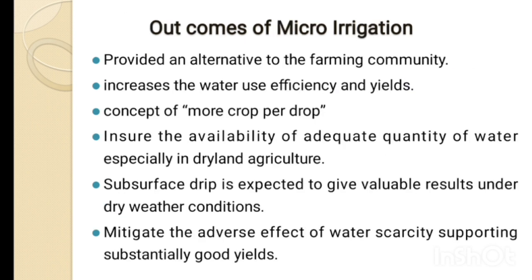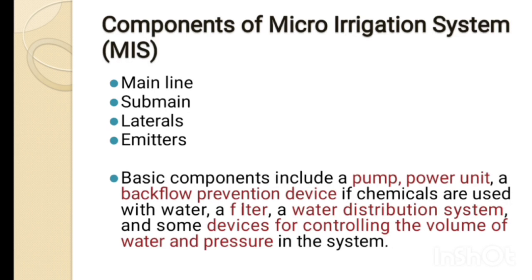Outcomes of micro irrigation system. It provides an alternative to the farming community. It increases the water use efficiency and yields. The concept of micro irrigation is more crop per drop. It ensures the availability of adequate quantity of water, especially in dryland agriculture. Subsurface drip is expected to give valuable results under dry weather conditions, mitigate the adverse effects of water scarcity, supporting substantially good yields.